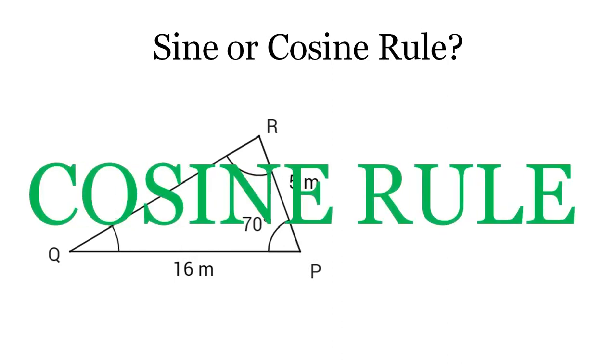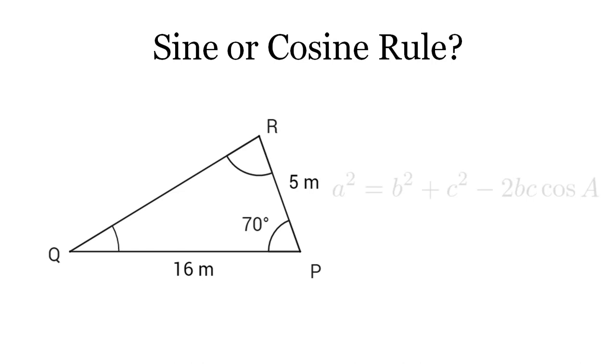Cosine rule is given on the formula sheet, so you don't actually need to learn it, although you'll pick it up as you practice this. The only thing to be careful of is how you name the sides. Because we know that the angle of P is 70 degrees, that needs to be our angle A, and that means the unknown length here would be our side A. The B and the C can be your 5 and your 16, and the order there doesn't matter.